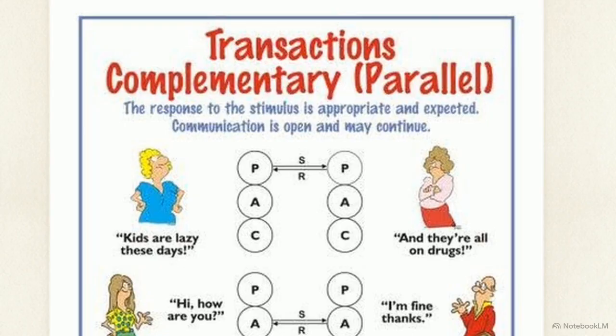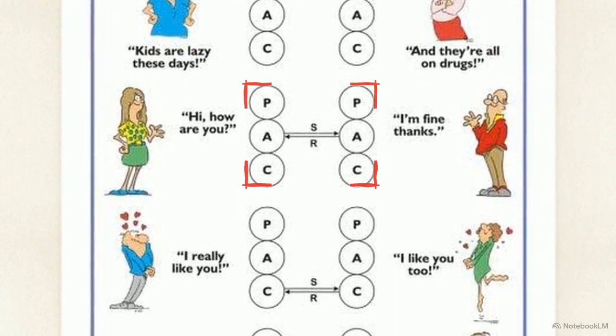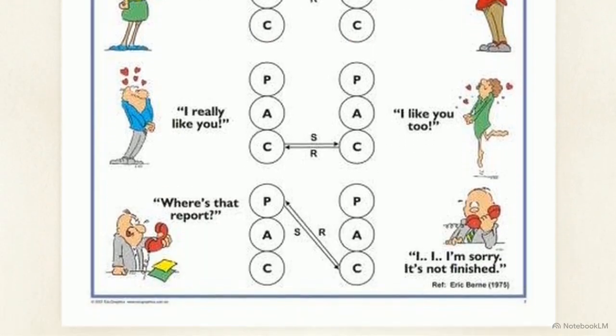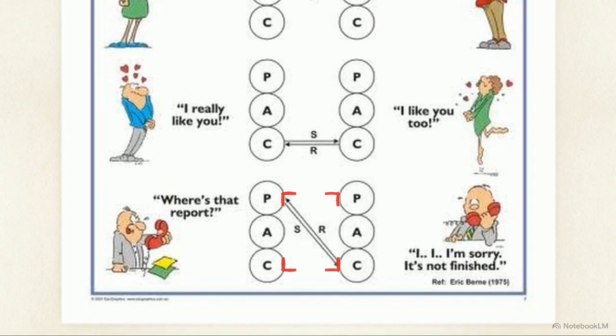Looking at the top diagram, as long as the stimulus and response lines remain parallel, communication can theoretically continue indefinitely without conflict. These stable transactions don't have to be adult to adult. They can be unequal. A critical boss acting as a parent can demand a report from a compliant employee acting as a child, and the vectors remain parallel.